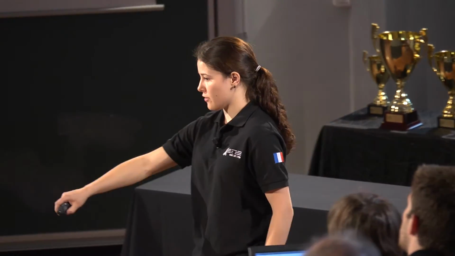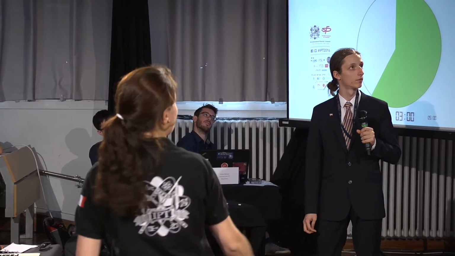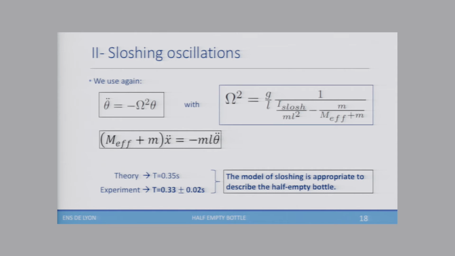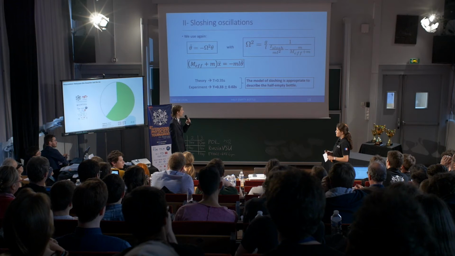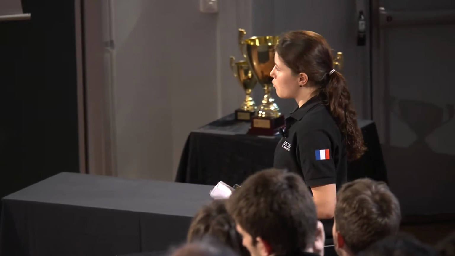On the frequency, yes. With this formula, you have a theoretical model that you claim has a really big predictive power, and there are multiple parameters here. For instance, the radius of the bottle. Have you verified that this model works for multiple values of the radius of the bottle?